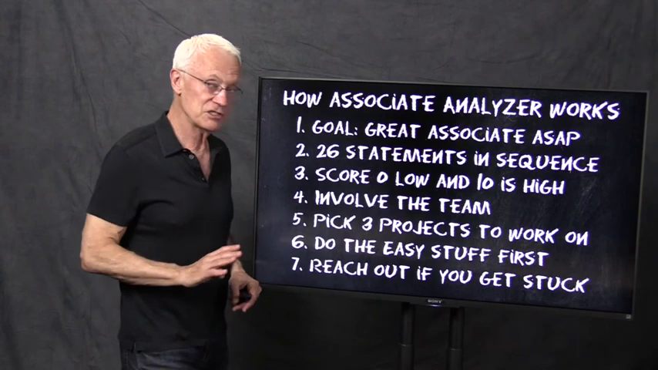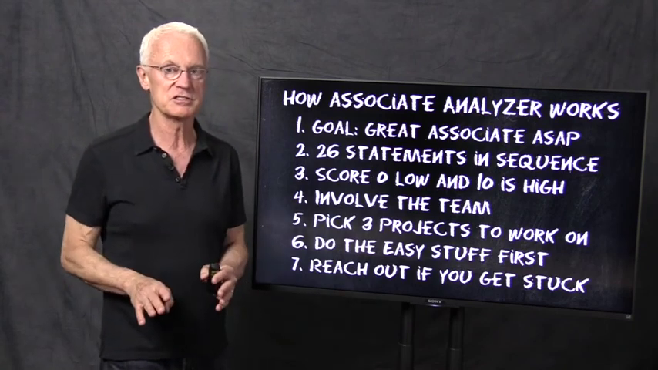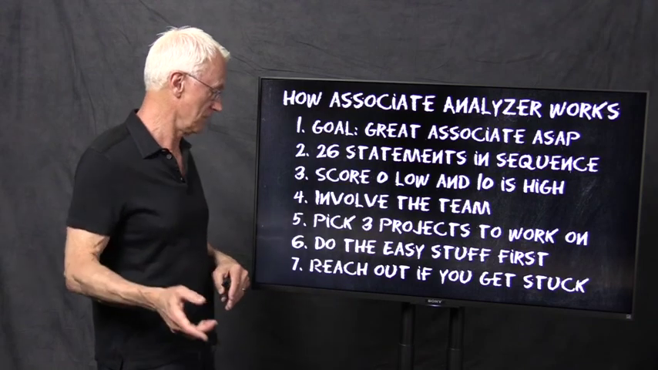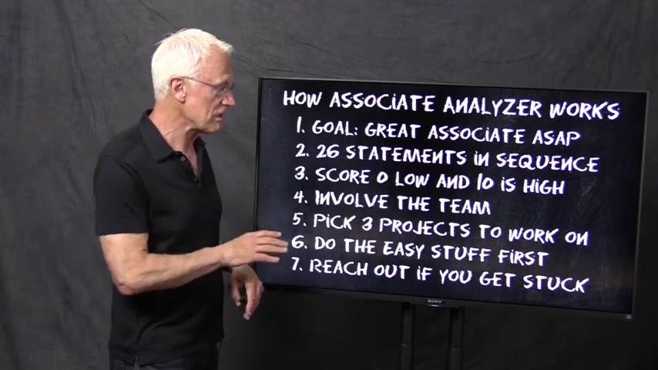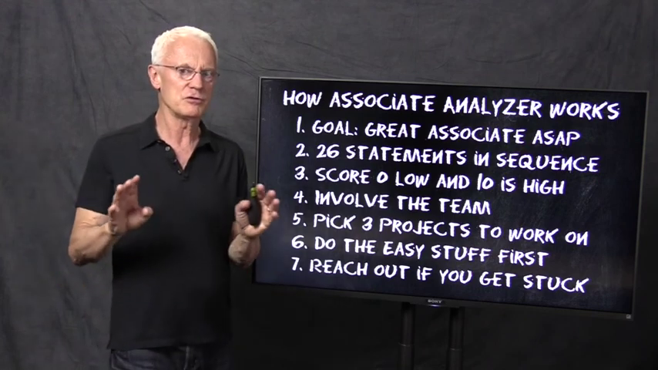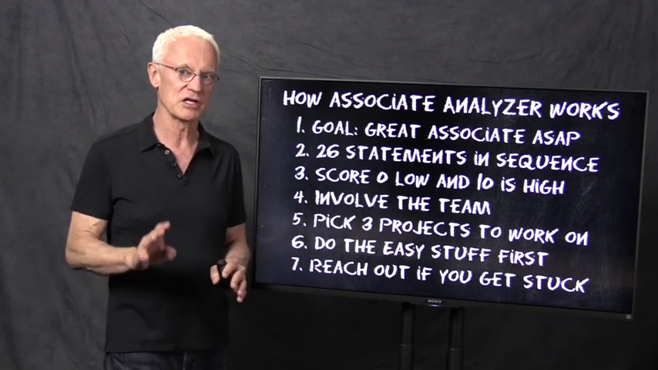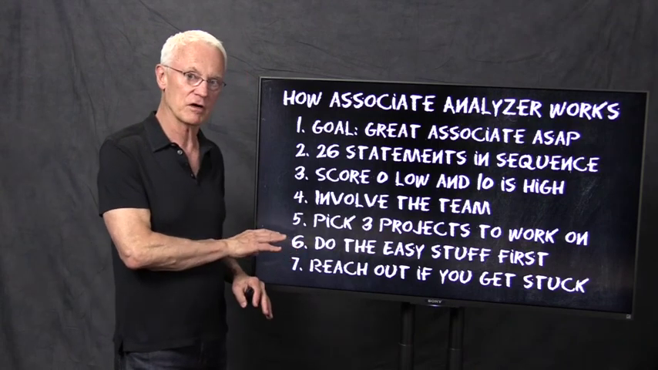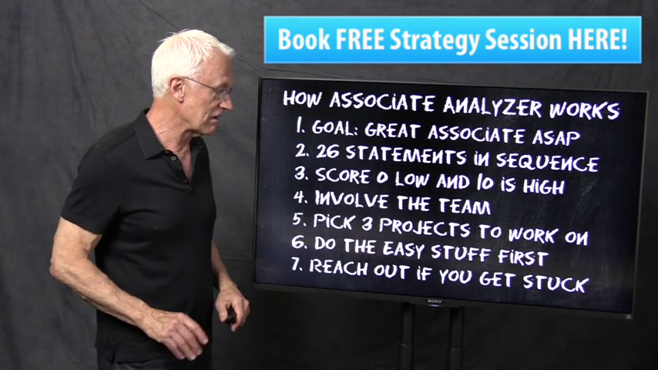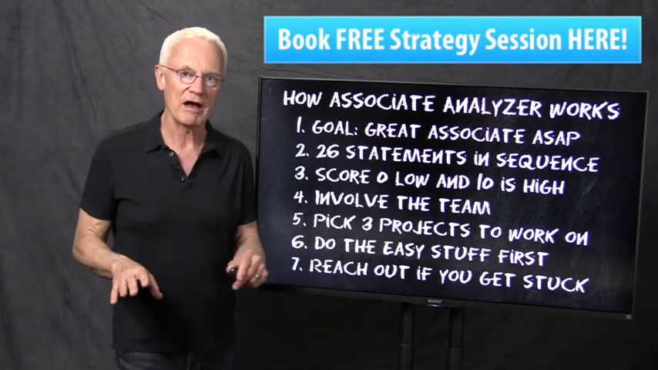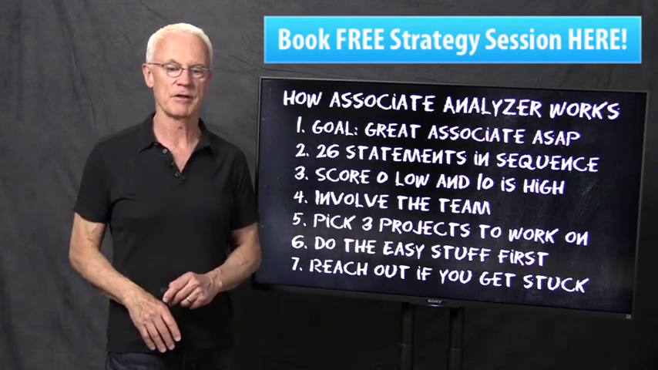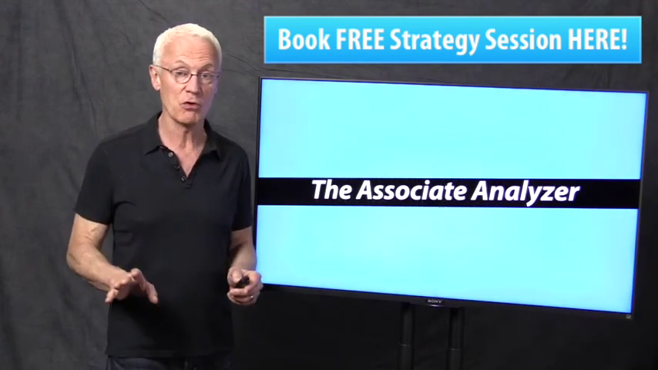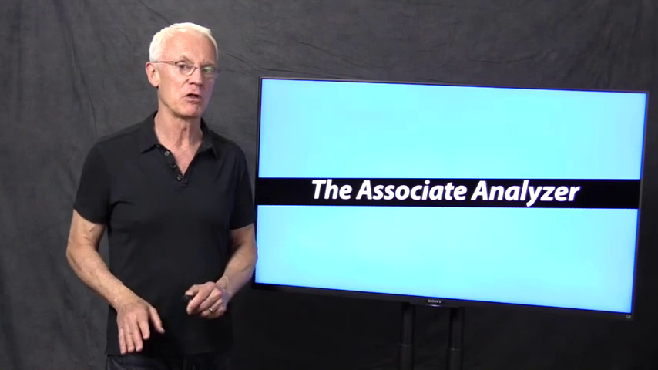Number 4, I suggest you involve a team member, a trusted CA, who will help you with your win-win associate development vision. And then number 5, pick 3 projects to work on. Don't try to do 20 things. Don't try to do 5 things. Just pick 3 things. And I would pick the easy stuff to do first. And then number 7 right down here, if you get stuck, call out for some help. There's help that's available. So let's take a look at an Associate Analyzer that was actually scored out by one of my clients not too long ago.